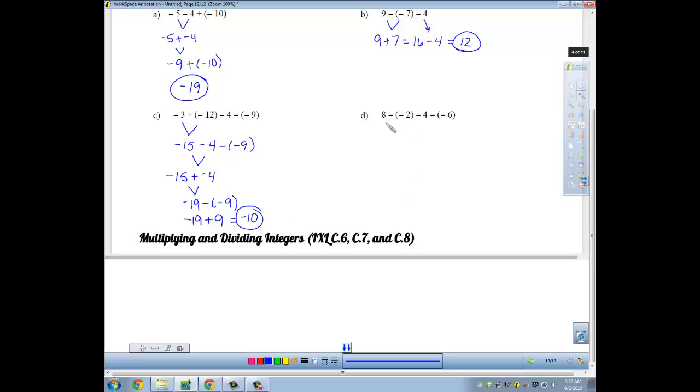Last one. 8 minus negative 2. Change subtraction to addition. Change negative 2 to positive 2. So 8 plus 2 is 10. Now I'm going to bring down my other stuff, so minus 4 minus negative 6. Again, I see subtraction, but I want you to really think about it. 10 minus 4, that's 6. Then bring down your minus negative 6. And then I'm going to change that subtraction into addition, change that negative 6 to a positive 6, and 6 plus 6 is 12.